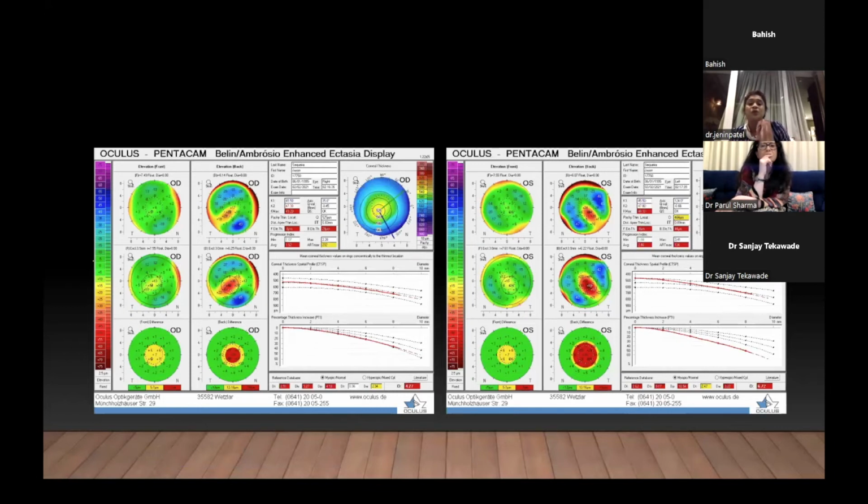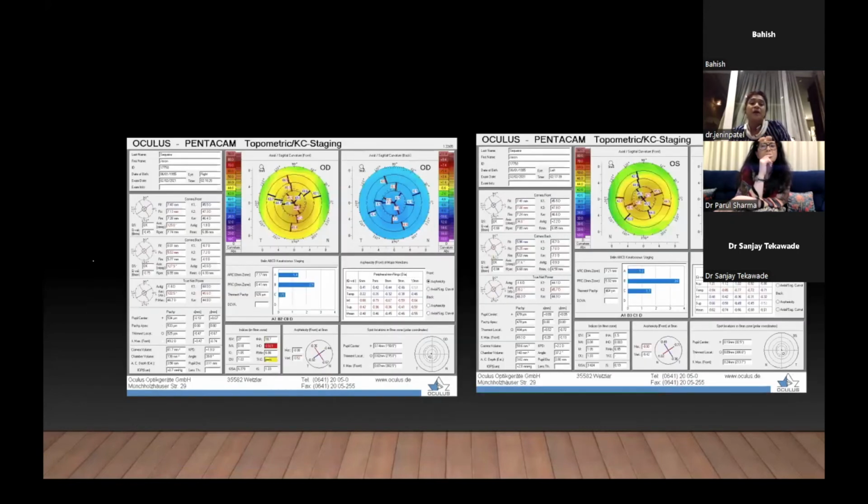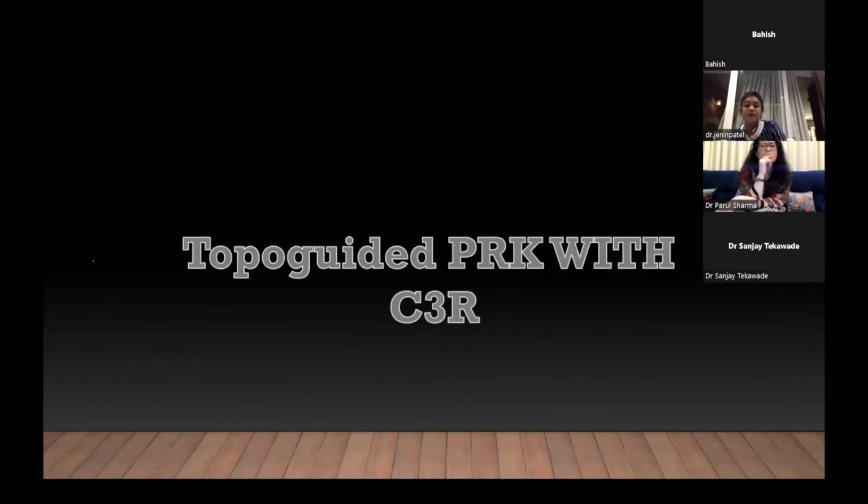But since the patient was so desperate to have his refractive error treated, we went ahead and kept him on a progression analysis and progression mapping to see how he progresses over the years, because he had no idea he had keratoconus. And what we did for this patient is a topo-guided PRK with C3R. I'm not getting into the details of the treatment, but the irregularities on the cornea were corrected. His refractive error was addressed too, and the C3R was done because we had good pachymetry thickness and not too much displacement of the apex.